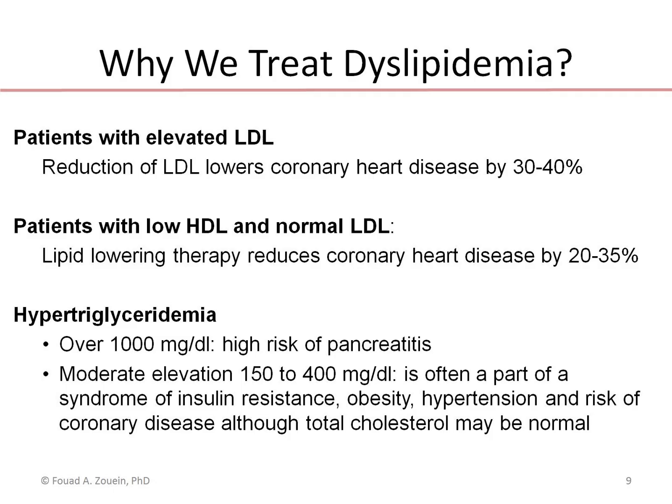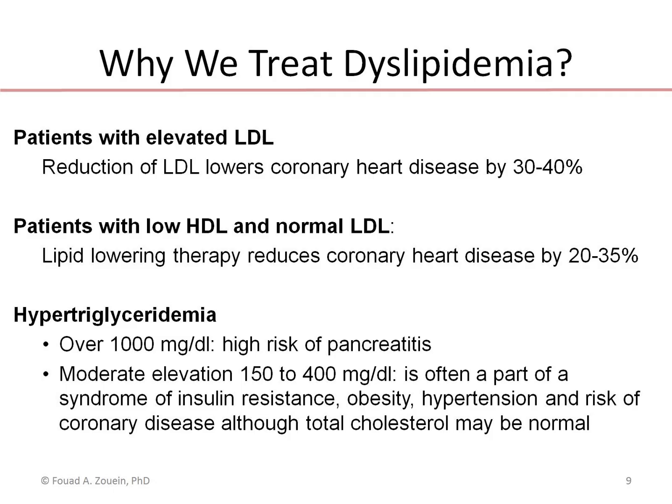So patients with elevated low-density lipoprotein are very common. And with reduction of LDL through lipid-lowering therapy, coronary heart disease decreases by 30 to 40%. And this is big. Even for patients that have low HDL and normal LDL, meaning a normal bad cholesterol but low good cholesterol, lipid-lowering therapy also reduces coronary disease by 20 to 35%. So it's important not only to bring LDL back to normal, but also to keep the HDL level in the normal range as well.